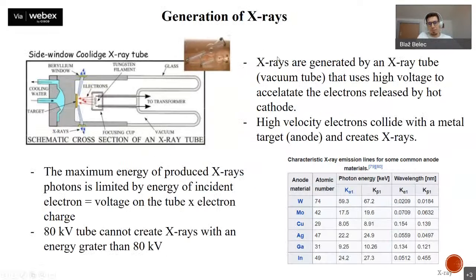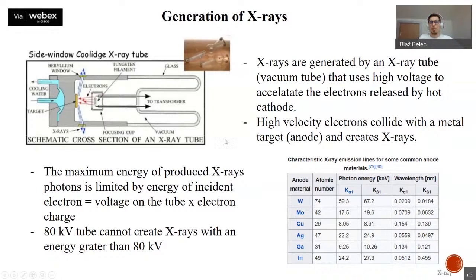So X-rays are usually generated in the X-ray tube. As you imagine a bulb, where we've got the filament, and this whole tube is vacuum sealed, and it uses high voltage to accelerate the electrons from the tungsten, for instance, tungsten filament. And then the electrons are released, and they bombard and collide with high velocity with the metal target, which is the anode, and the X-rays are created.